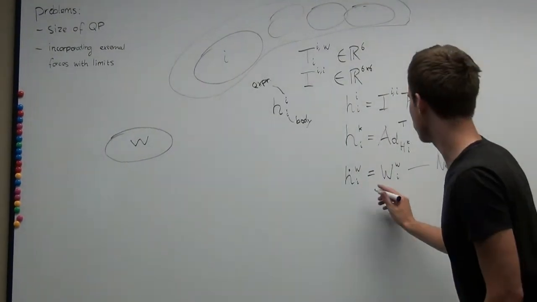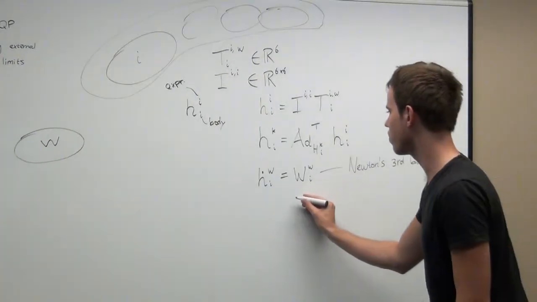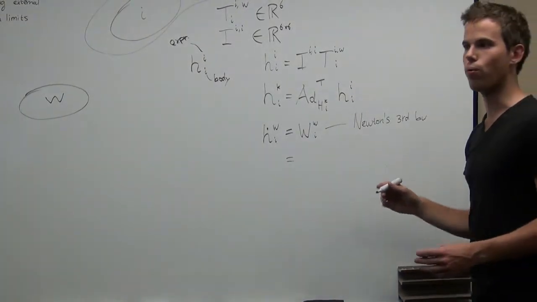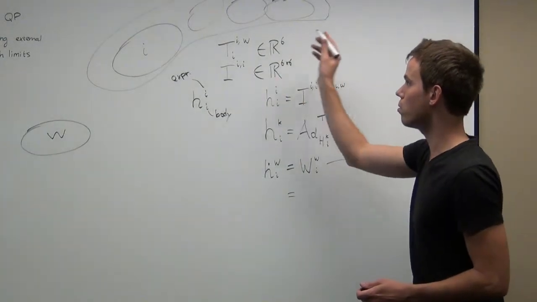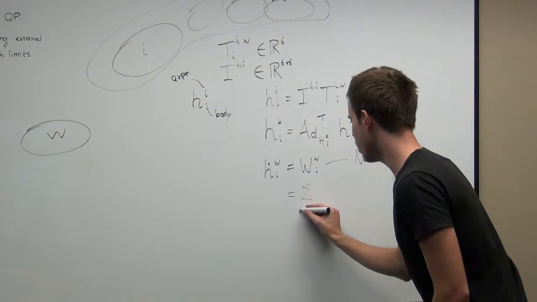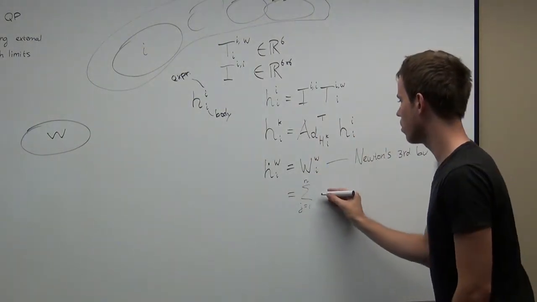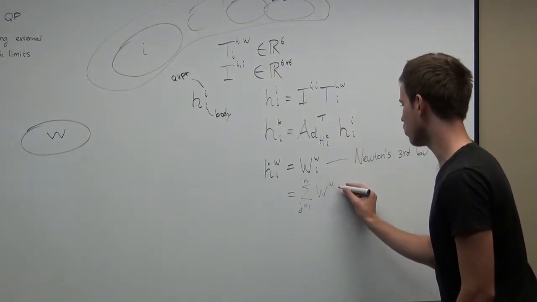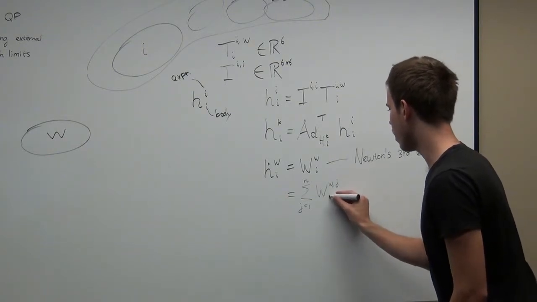So let's write this. This would be the net wrench on body I. And let's split that up into wrenches that are exerted on body I by other bodies. So the sum of J equals 1 through N, if we have N bodies, of W expressed in world frame, J I.